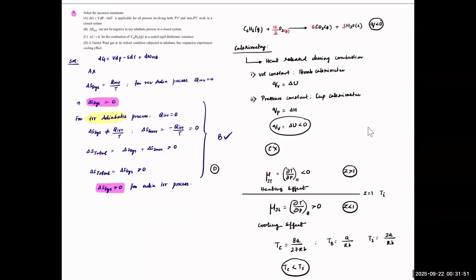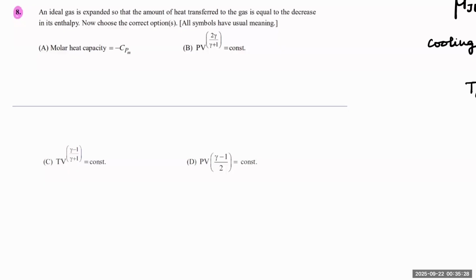Please go through it now. Everybody, check it out. So what are the incorrect options here? A and C are the incorrect options. Clear? Just take a minute. Try to understand all the statements. If there is any doubt, you can ask me. Let's discuss the 8th one.